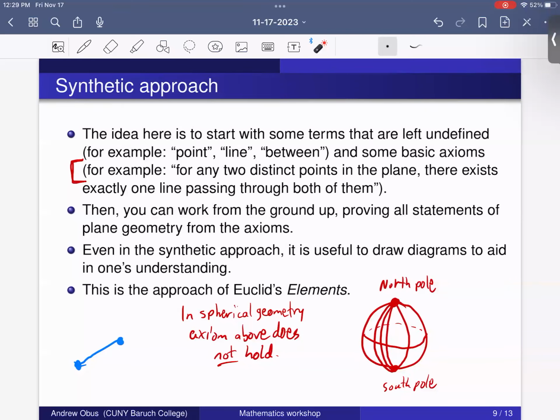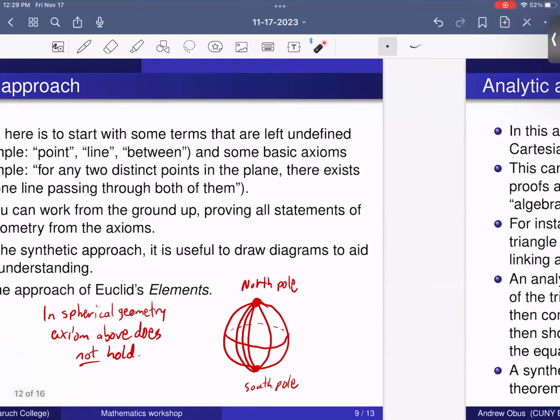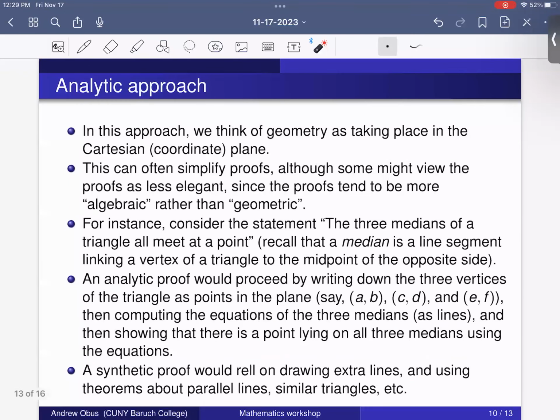Okay, let me say a little bit about the analytic approach. So in the analytic approach, we think of geometry, plane geometry at least, as taking place in the coordinate plane. So we give coordinates to all of the points that we're looking at. And this can often simplify proofs, although sometimes maybe coordinate proofs, people view them as less elegant, since the proofs tend to use a little bit more algebra and a little bit less geometry.